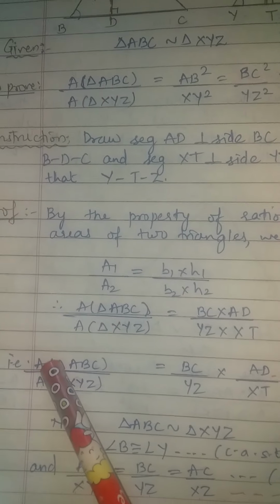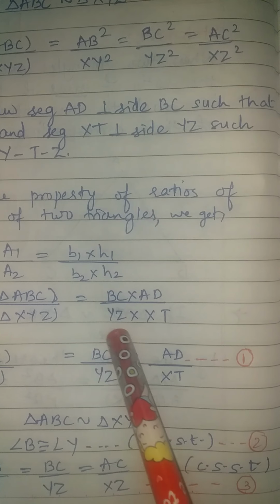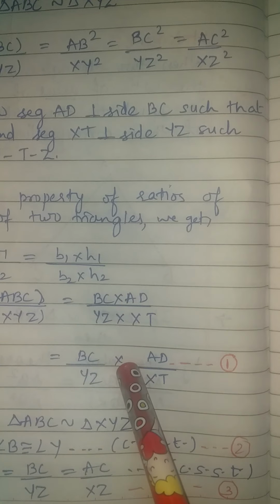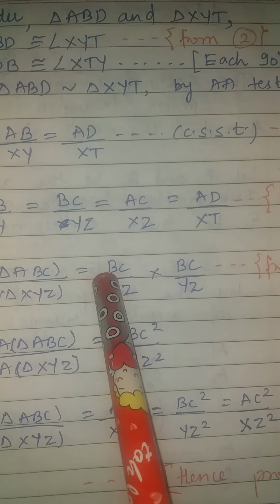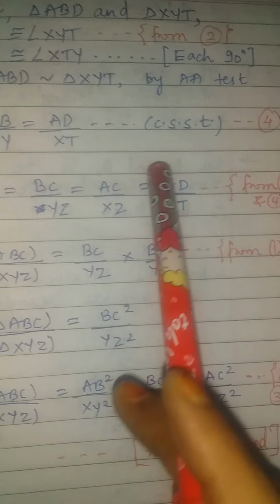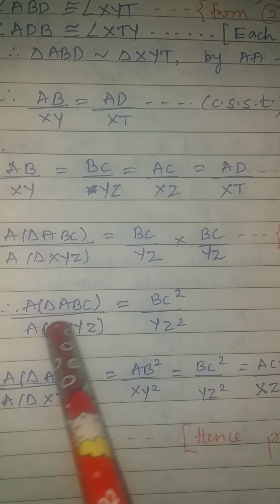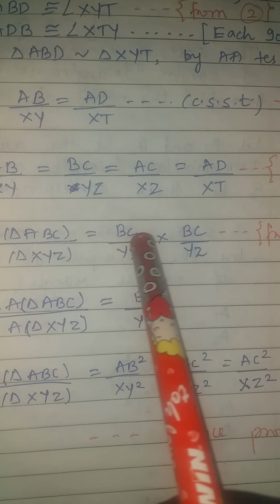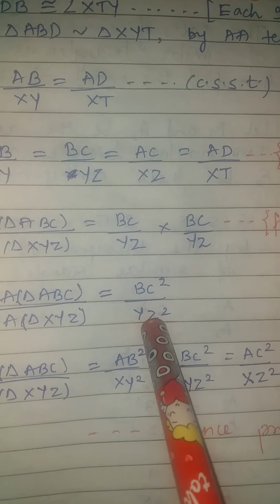So we'll have area of triangle ABC upon area of triangle XYZ is equal to BC upon YZ into, in place of AD upon XT, again BC upon YZ. So from equation 1 we are getting the ratio of areas of the two triangles is equal to BC upon YZ into BC upon YZ again, since all the 4 ratios are equal. So area of triangle ABC upon area of triangle XYZ is equal to BC into BC, that is BC square, upon YZ into YZ, that is YZ square.